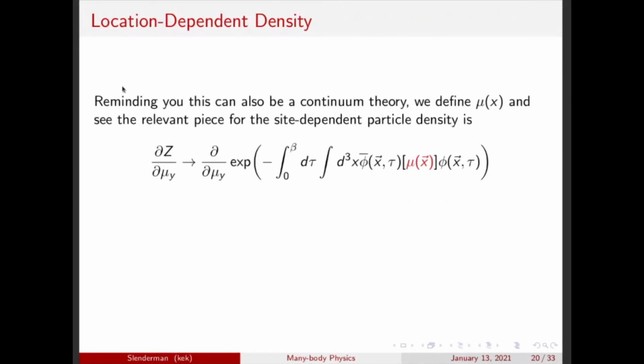So here, to remind you that this can also be a continuum theory, I'm going to write this in terms of a continuous volume and let the field's chemical potential be dependent on this continuous variable x. So similar to before, what we're going to do is compute the derivative of z with respect to mu sub y instead of just mu.